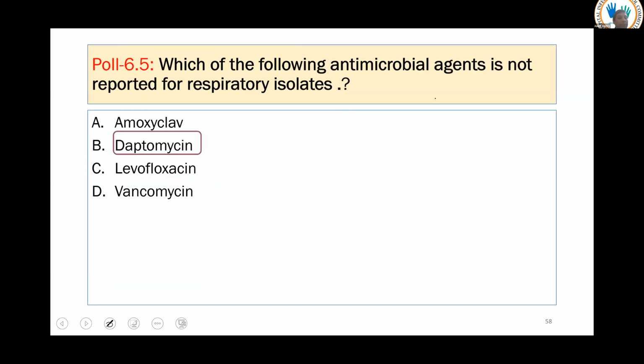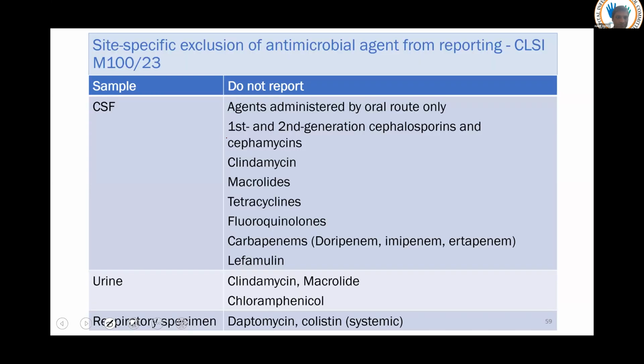And daptomycin is a classical example which should not be reported on respiratory isolates. It is inhibited by pulmonary surfactants. Therefore, it should be refrained from reporting for respiratory isolates. It should not be given for pneumonia cases. Okay, so this is the CSF list, the same list that I have shown you in those three questions, given in a tabulated format.